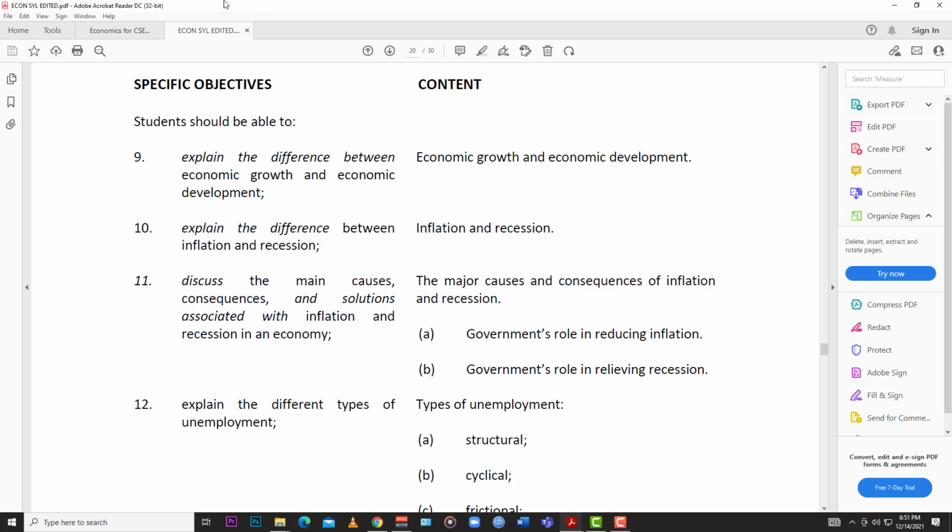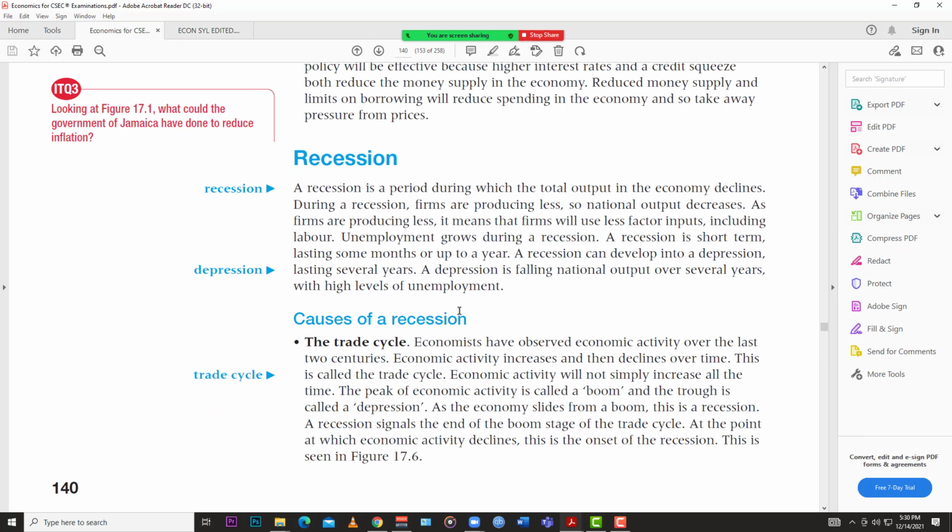We're looking at the recession. A recession is a period during which the total output in the economy declines. During a recession, firms are producing less, so national output decreases. As firms are producing less, it means that the firm will use less factor inputs such as labor, and this can lead to an increase in unemployment. If a recession persists, it can go into what we call a depression. A recession normally lasts a couple of months to a year. A depression is for several years.